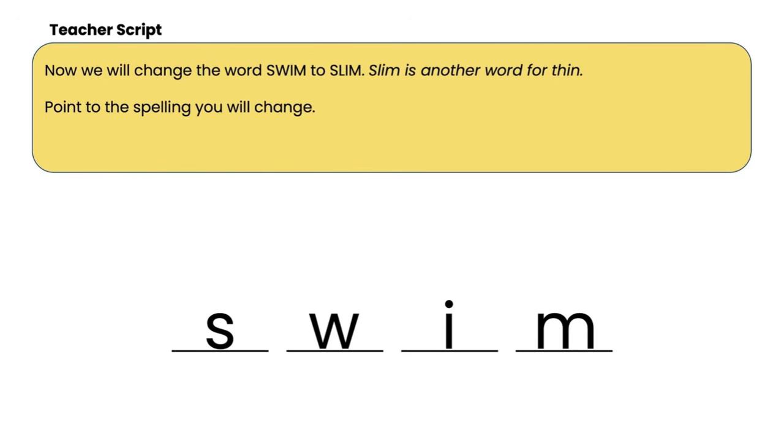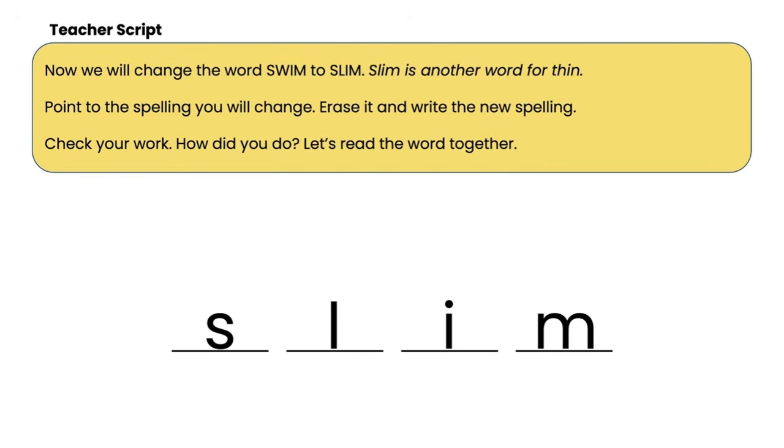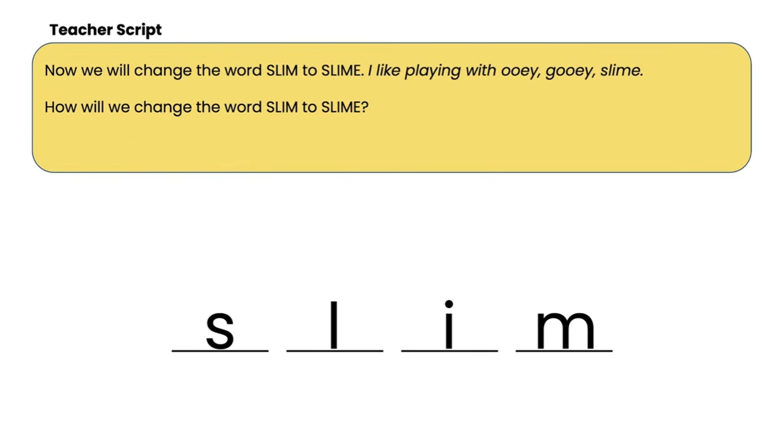Now we'll change the word swim to slim. Slim is another word for thin. Point to the spelling you will change. Now write the new spelling. Check your work. How'd you do? Let's read the word together. Ready? Slim. Now we'll change the word slim to slime.